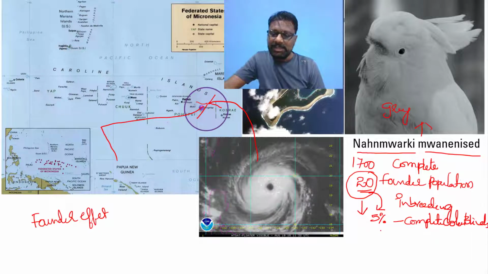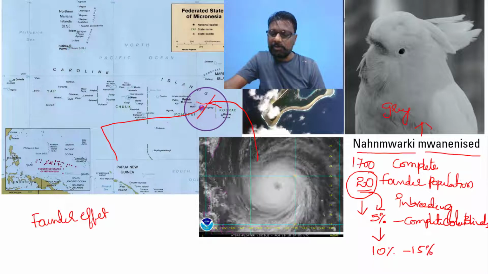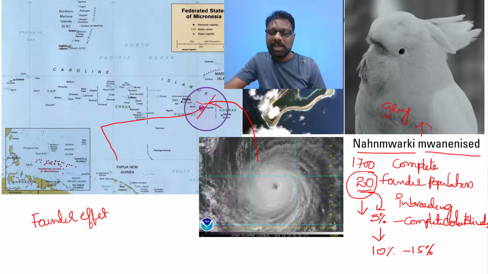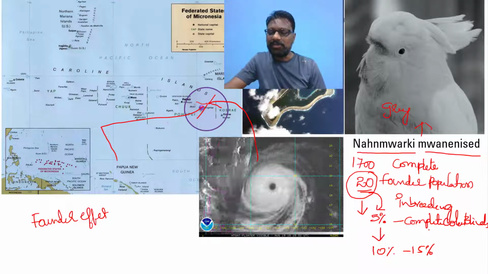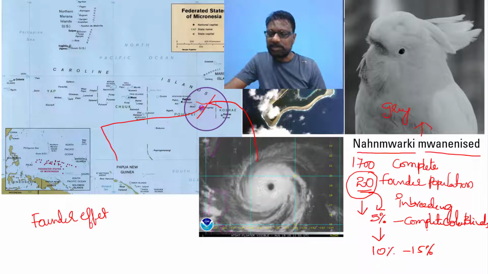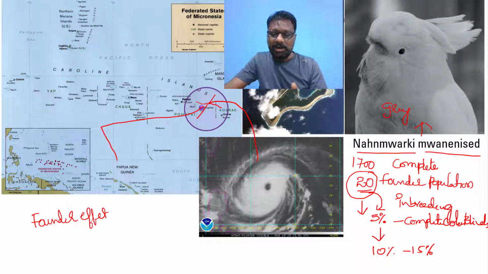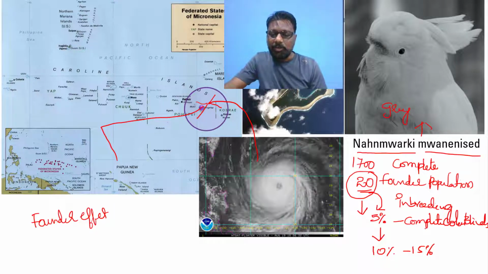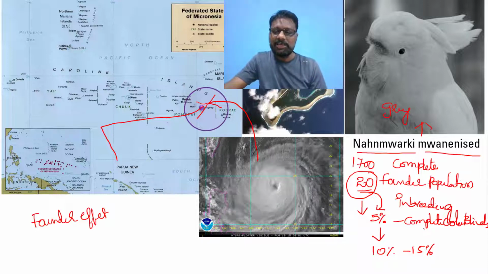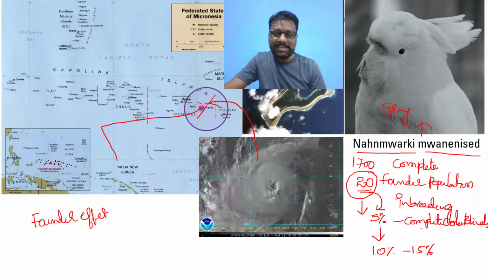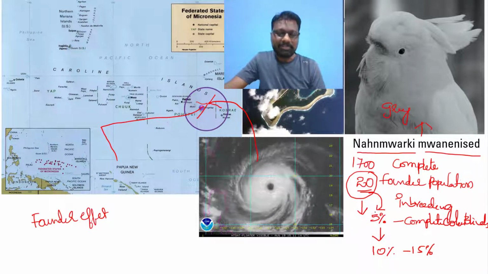And now it has grown to 10 to 15% of the people having complete color blindness. This is mainly because of random chance or otherwise complete inbreeding, which has led to this kind of phenotypic expression increasing completely in the founder population and the descendants of the founder population.